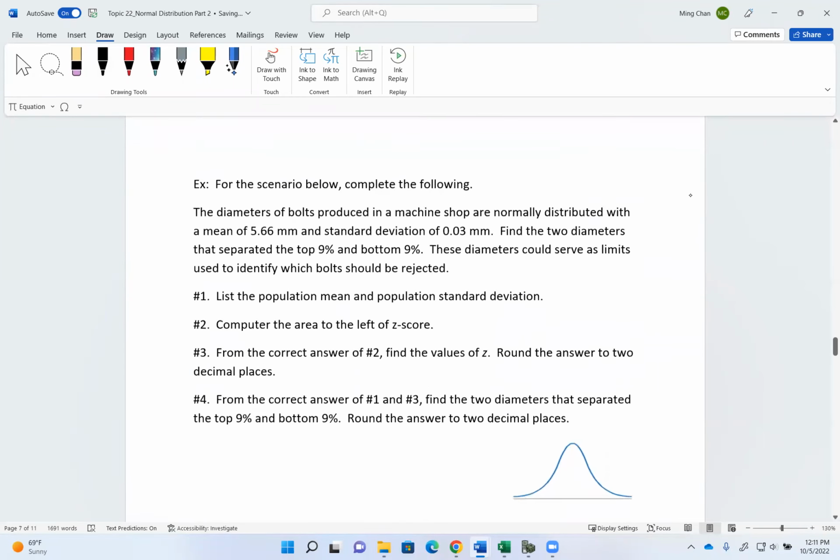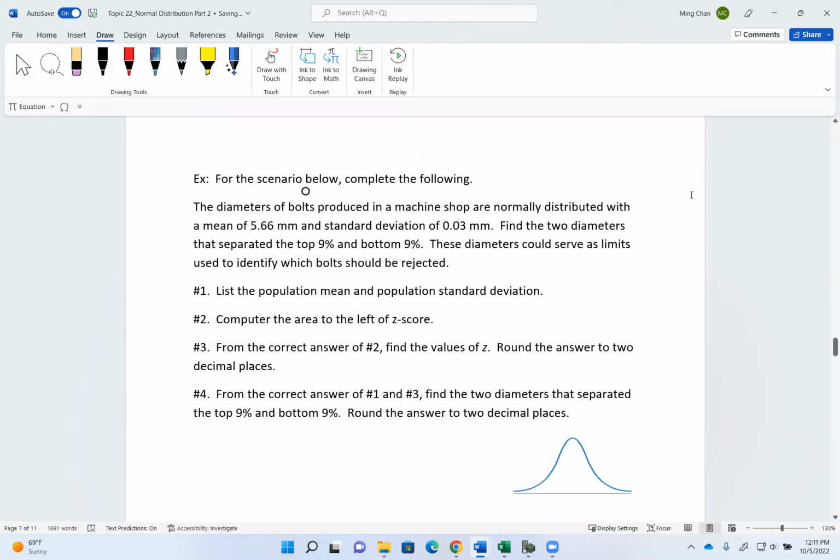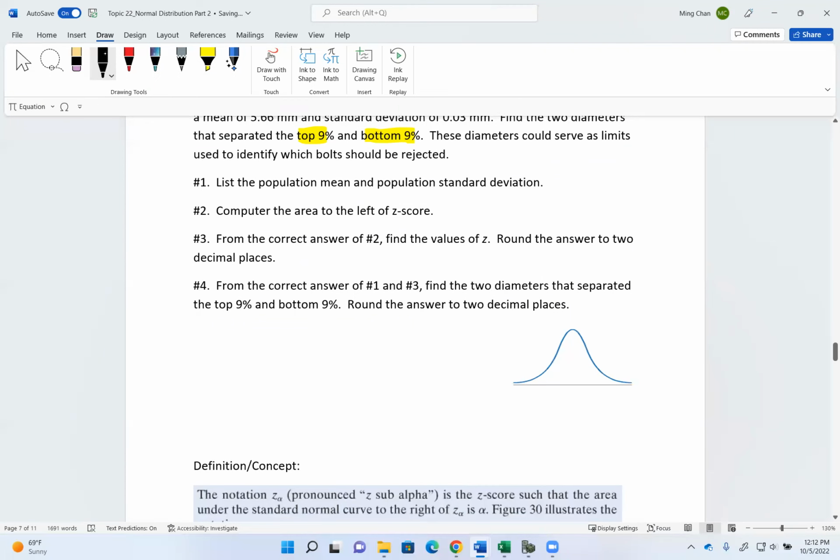All right, let's try this one right here. The diameter of bolts produced in a machine shop are normally distributed with a mean of 5.66 millimeters and a standard deviation of 0.03 millimeter. Find 2 diameters that separate the top 9% and the bottom 9%. Okay, so here on my graph, I'm trying to find the diameters that separate the top and the bottom 9%. So this is where the 9% is at.